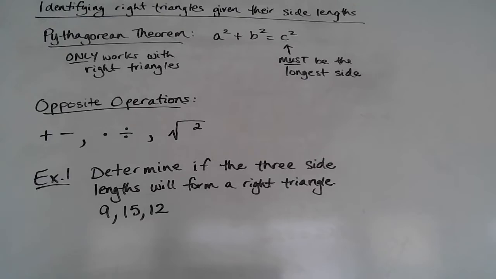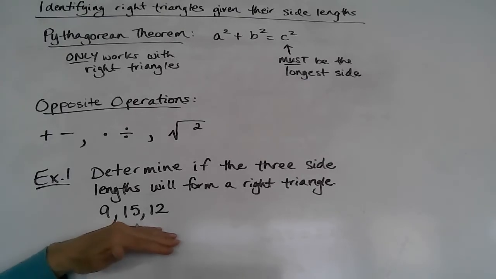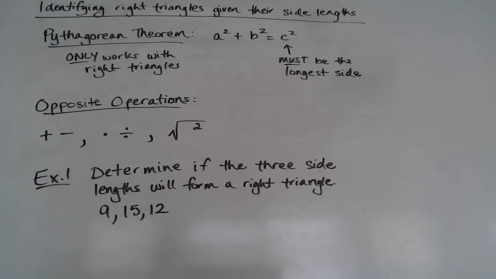All right, so our first example does not include a square root in our set of numbers. I wanted to give you kind of an easier one to start with, and then the next one we'll throw in a square root as a side length just to show you what that looks like. So the directions say determine if the 3 side lengths will form a right triangle. So the side lengths 9, 15, and 12 will make a triangle. We just don't know if there's a right triangle there.